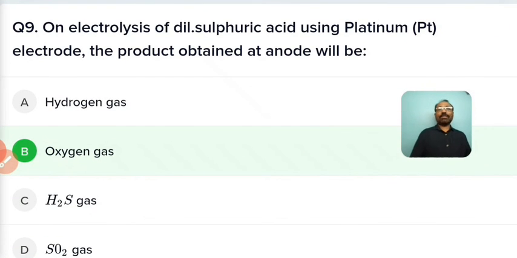Next. On the electrolysis of dilute sulfuric acid using platinum electrode, the product obtained at the anode will be. So in case of dilute sulfuric acid, which ions are present? In case of cations, H plus ion is present, and in case of anions, OH minus and sulfate ions are present. So at anode, anions undergo oxidation. If you observe the SO4 2 minus and OH minus ions, which is of smaller size? OH minus ion is the smaller size. Therefore, its ionic mobility is more. Only that ion undergoes discharge. Therefore, which gas is evolved? Oxygen gas is evolved at anode. Therefore, the right answer is O2, that means 4 OH minus gives 2 H2O plus O2 plus 4 electrons. So that reaction takes place at the anode.